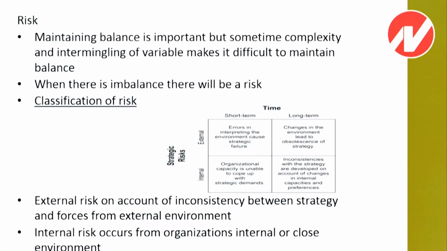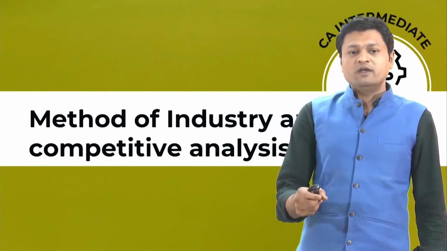So 3 issues which we understood. Strategy is what? Strategy maintains balance between the external and internal environment. The first thing we understood is that strategy evolves over a period of time. Second, it is a task of balance. And third, moving ahead with the next question, this is a little complicated to understand.